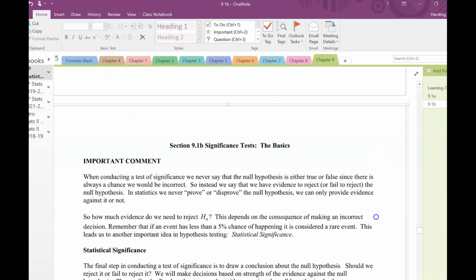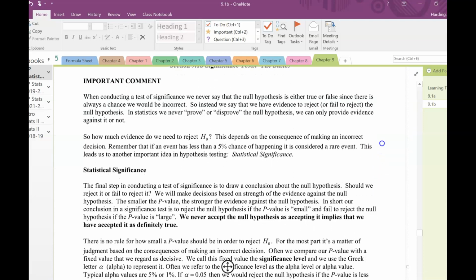Moving on to the next page. Here it summarizes what I've been saying underneath the important comment. When conducting a test of significance, we never say the null hypothesis is true or the null hypothesis is false, since there's always a chance we would be incorrect. So instead, we say that we have evidence to reject. So that means there is strong evidence against the null hypothesis, so we're going to reject it.